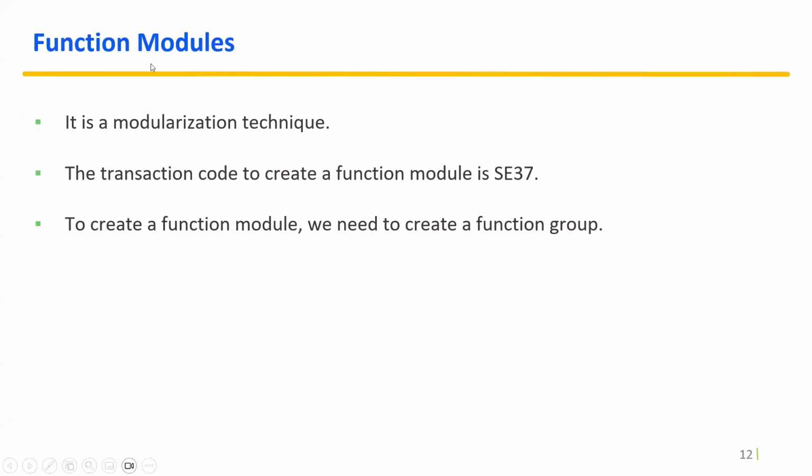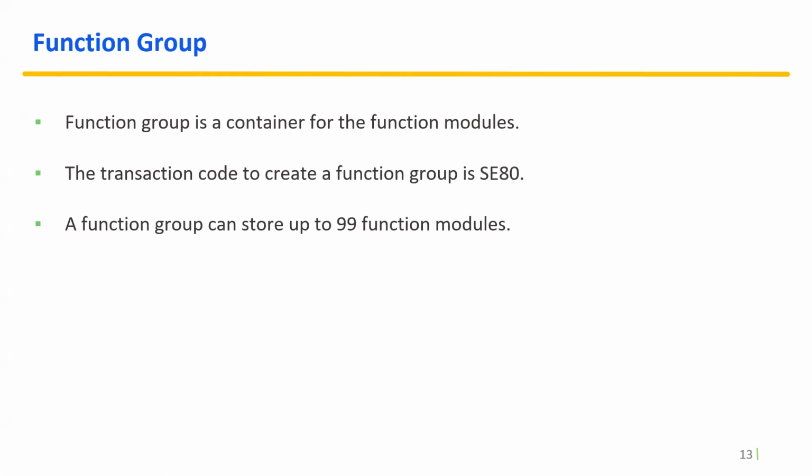So to create a function module, first we need to create a function group. Always remember, before creating a function module, we have to create a function group. A function group acts as a container for function modules. Whenever we create any object, we save it in a package. A package is like a folder where we can store all the objects we are developing. Similarly, a function group also acts as a folder to store all the function modules. One function group can hold up to 99 function modules.